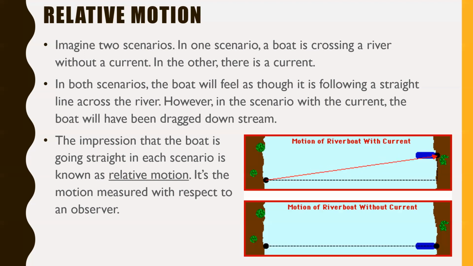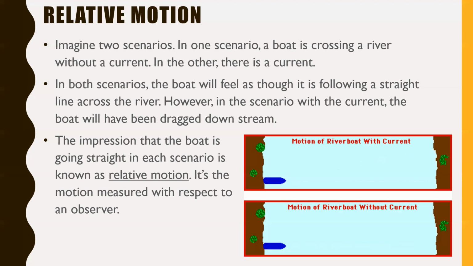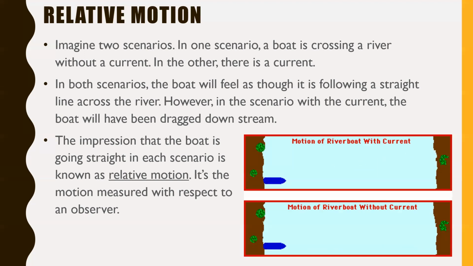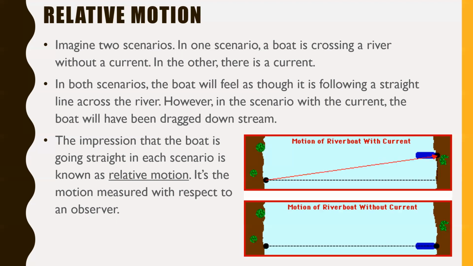However, to someone on the shore, it would be very clear that the person in the boat on the current river is not going in a straight line. So the motion of these objects is relative to whoever is watching this object move, right?